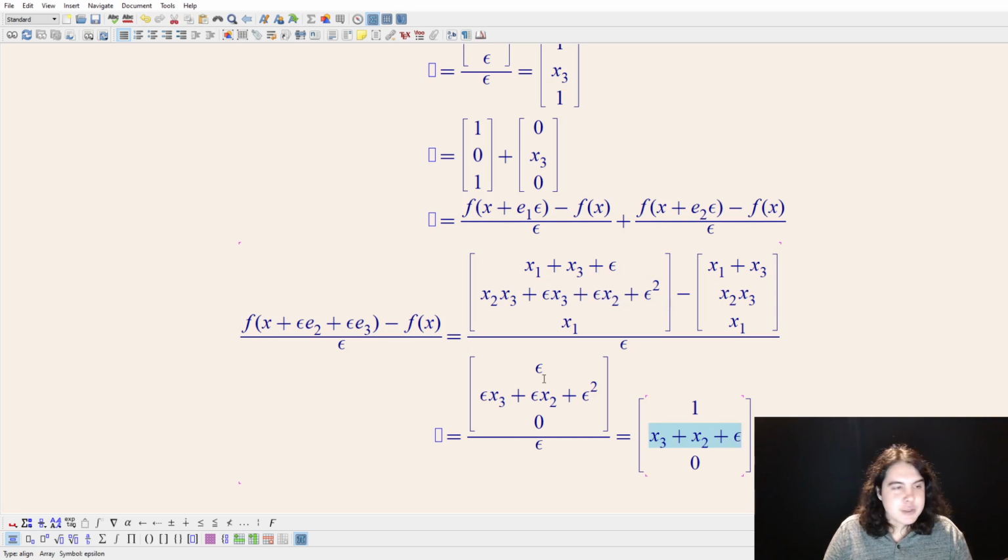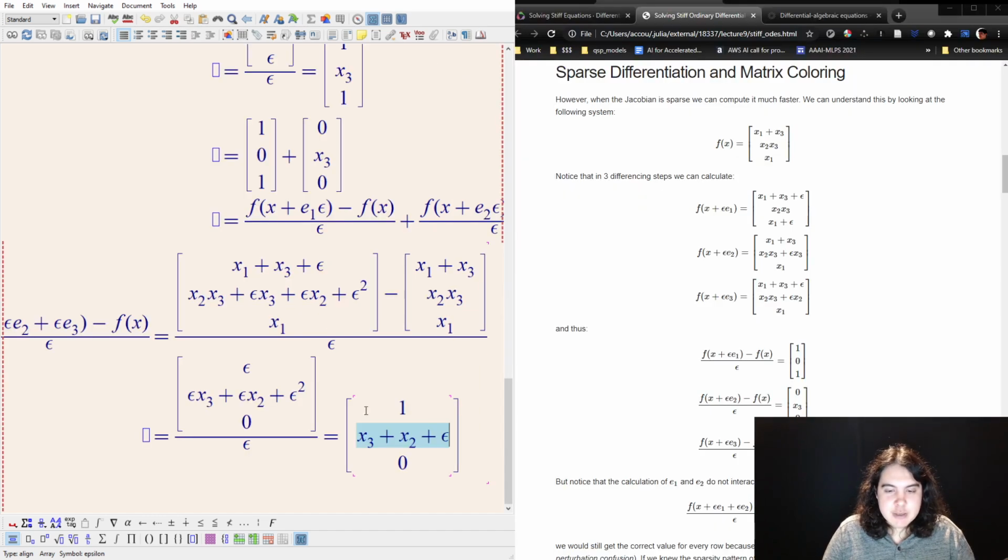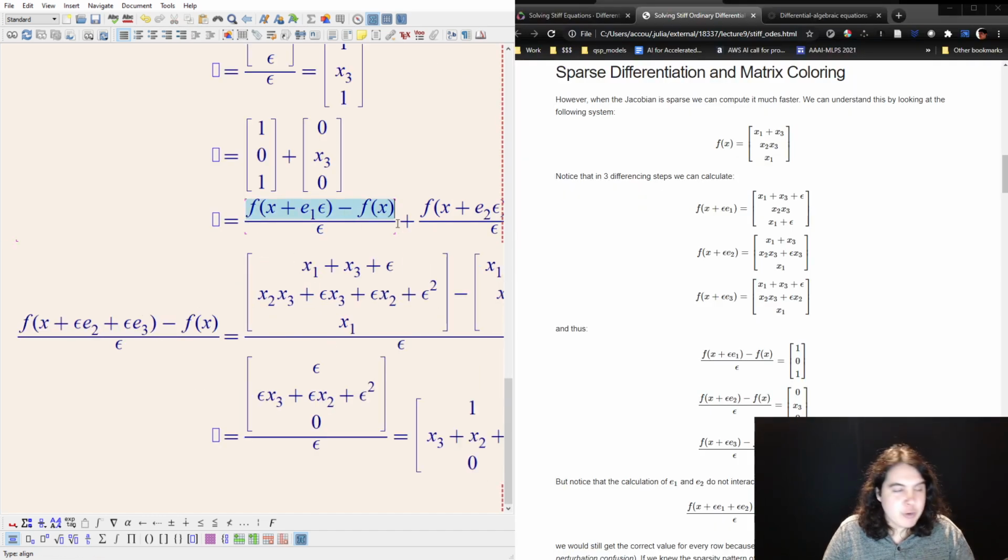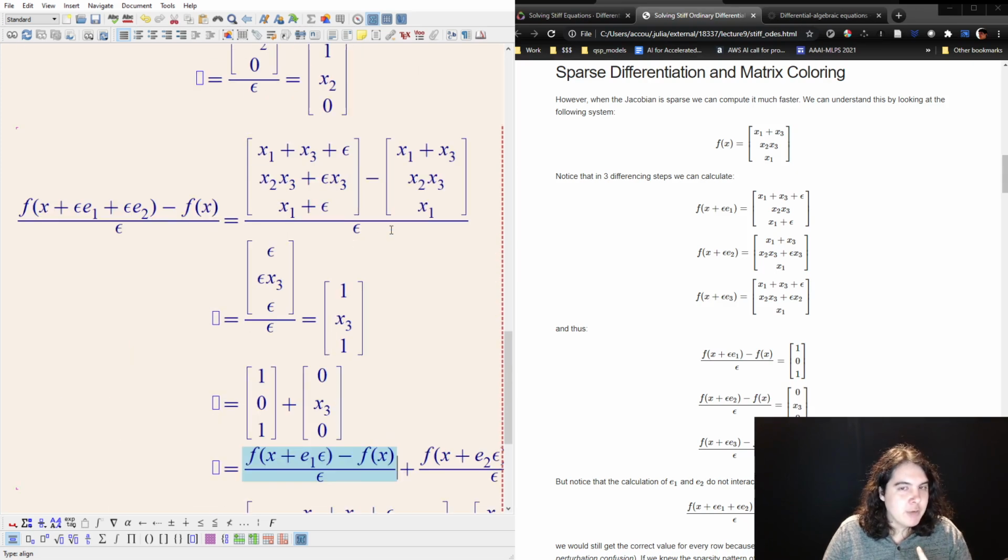So what that's telling us is that there's a key to being able to do multiple columns at the same time. And to do multiple columns at the same time, we just need to choose directional derivatives, right? We need to choose directions in our derivatives such that we do not overlap computations in any of these squares, right?